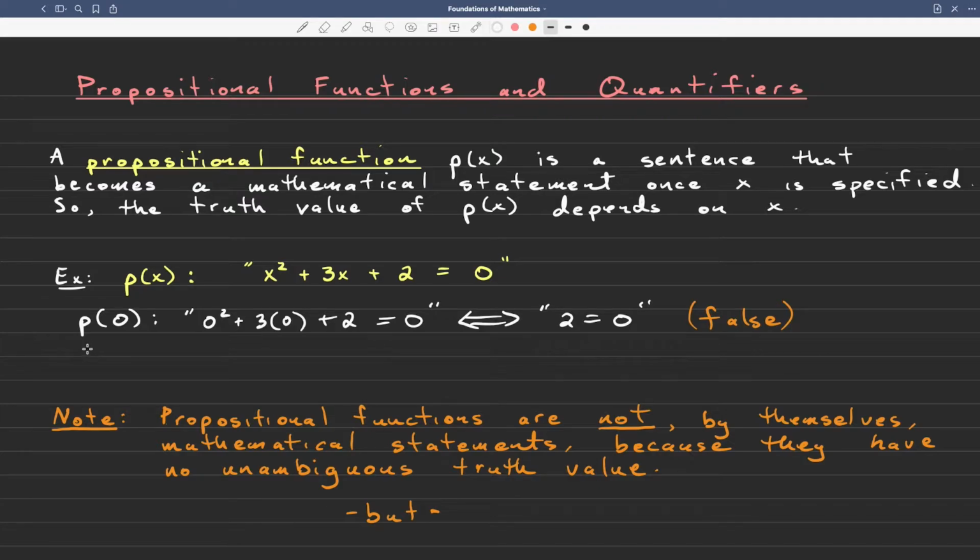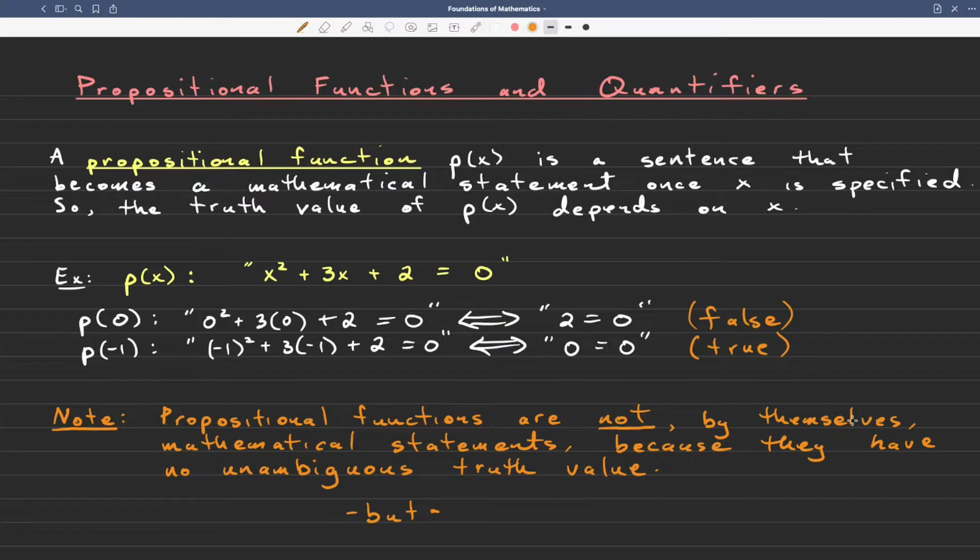On the other hand, we could look at p of negative 1, the sentence which reads negative 1 squared plus 3 times negative 1 plus 2 equals 0. Whenever you reduce the left-hand side of that equation, it becomes 0 equals 0, which of course is true. So as you can see, the value of x that you choose determines the truth value, and so p of x is not always true or always false. It can be both. That's an example of a propositional function.